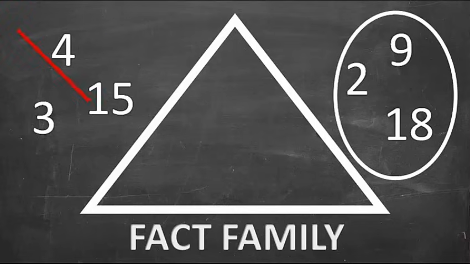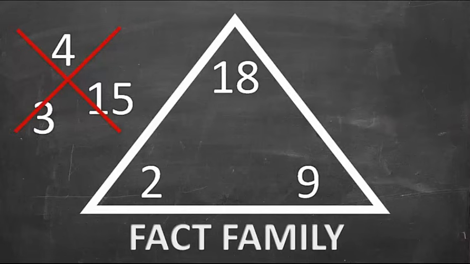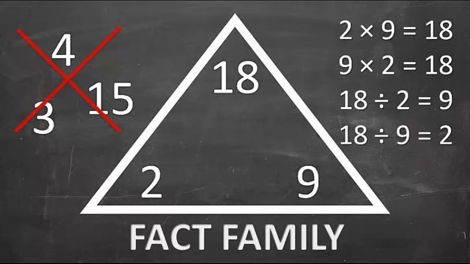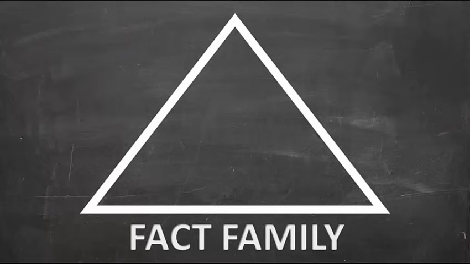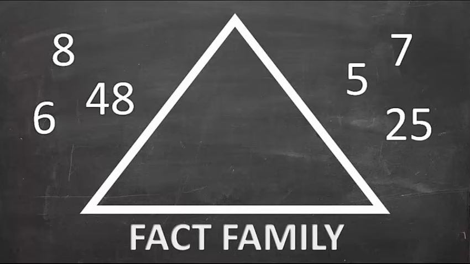That's right, 2, 9, and 18. 2, 9, and 18 can be used to make the following number sentences. 2 times 9 equals 18, 9 times 2 equals 18, 18 divided by 2 equals 9, and 18 divided by 9 equals 2. Let's try one more. Our first set of numbers, 6, 8, 48. And our second set, 5, 7, 25. Which set is a fact family?